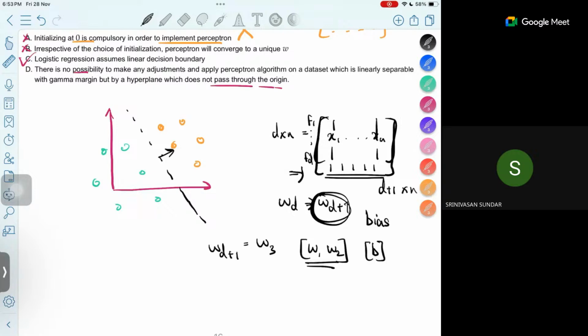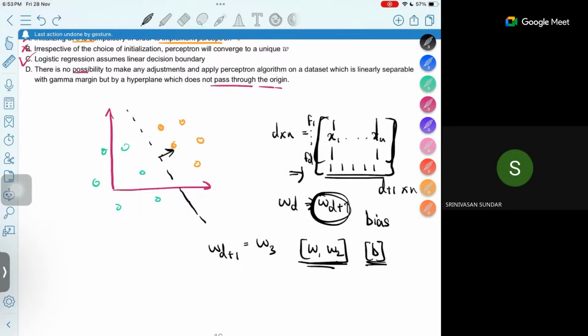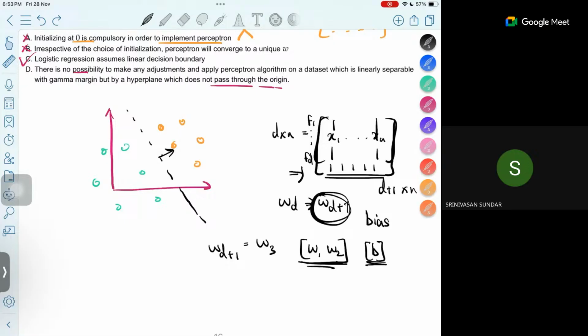So if I plot this W in 2 dimensions and then use this intercept term, that's how we get this kind of W, which actually does not pass through the origin. So this is something that you can do for perceptron. I've discussed this in a little bit more detail in the TA session, so you can refer to that also.